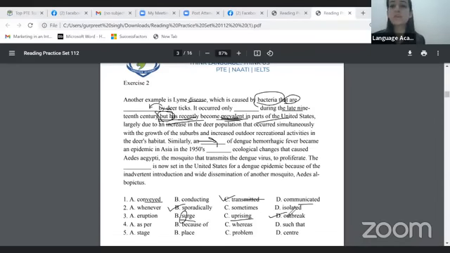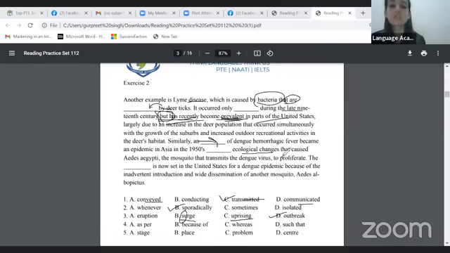Outbreak is what we use for diseases. You must have heard it with the coronavirus also. Outbreak of COVID-19. So outbreak is when a disease spreads at a very fast pace and it affects a large portion of the world. Then it is called outbreak. So outbreak of dengue fever became an epidemic in Asia in the 1950s.